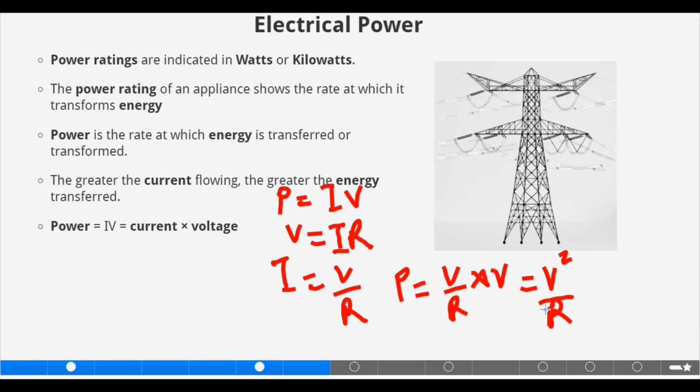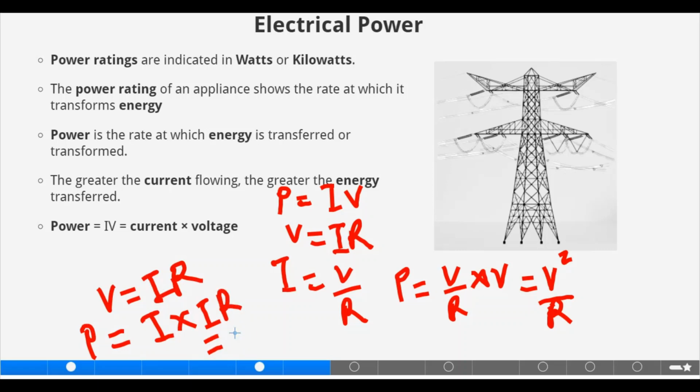R. We can then also have where V is equal to IR, then P becomes I times IR, and that gives us I squared R. So we can write the formula of power in terms of current and resistance, in terms of voltage and resistance, and in terms of current and voltage.